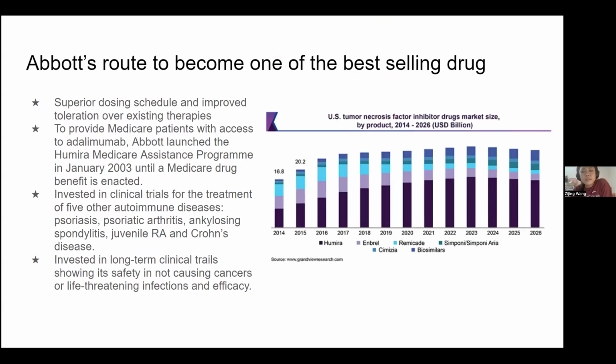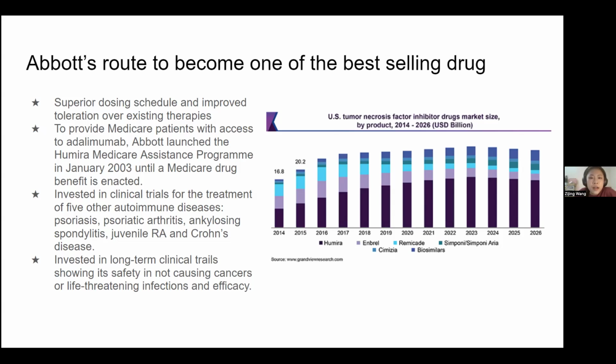So Humira is one of the best-selling drugs. It makes a profit of about $200 billion. So why is it so successful? Of course their antibody is great. They have a good half-life. It can be injected once a week, and it doesn't require physicians to do the injection for you. So it's convenient and easy to use.